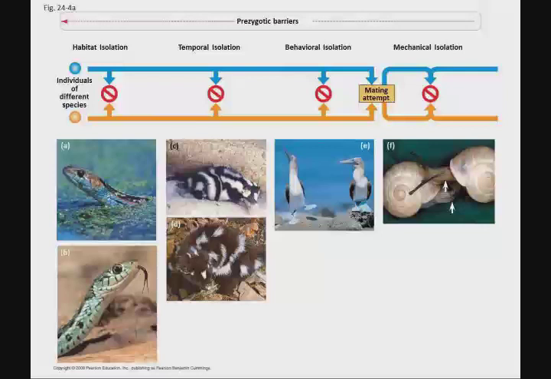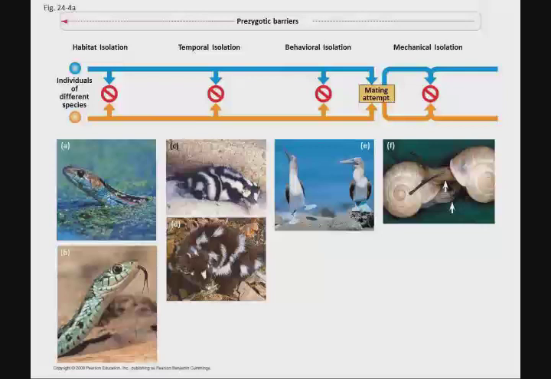Now, temporal isolation is our second type of prezygotic barrier. Okay, so temporal isolation means that you've got species that breed at different times. So this could be two closely related now species because one was diurnal and one was nocturnal. One was awake during the day and one was awake only at night.